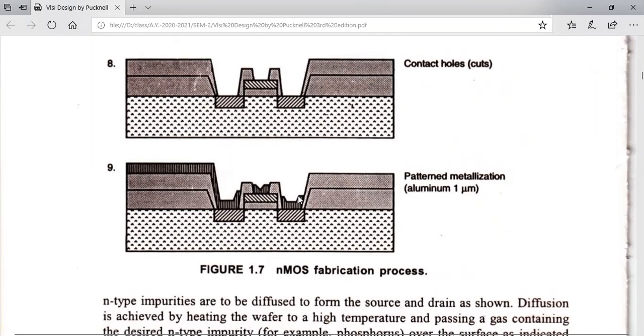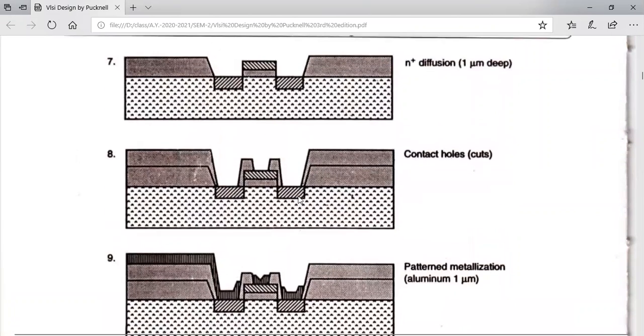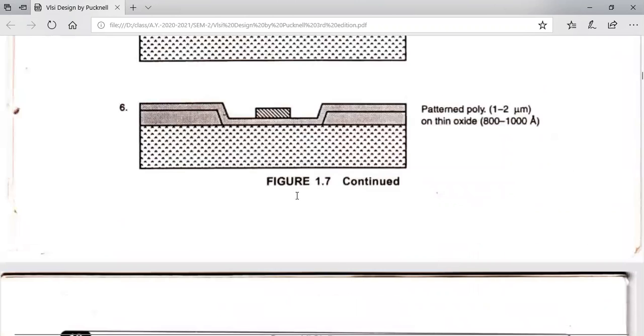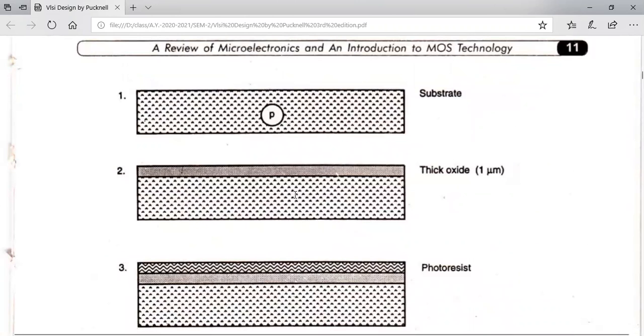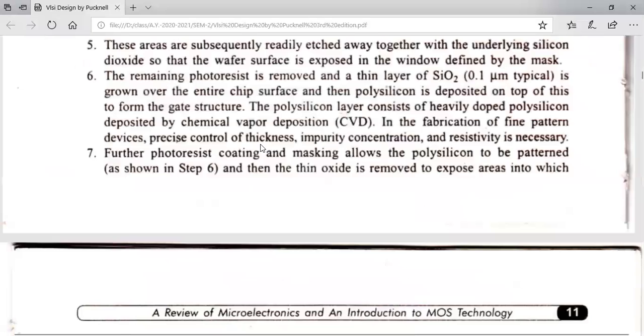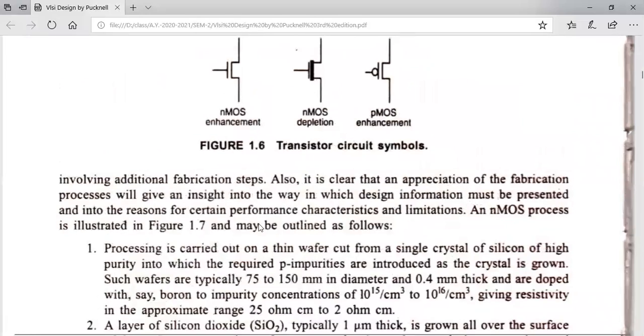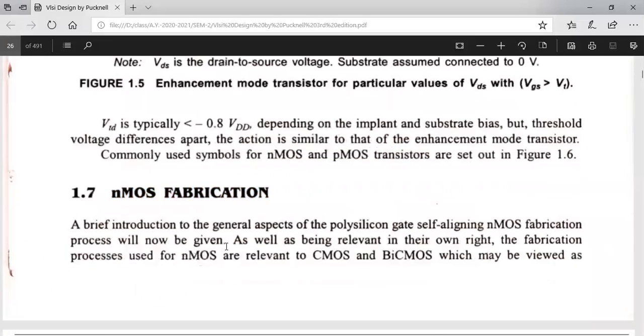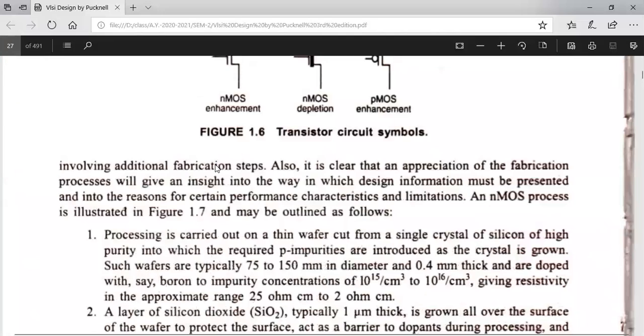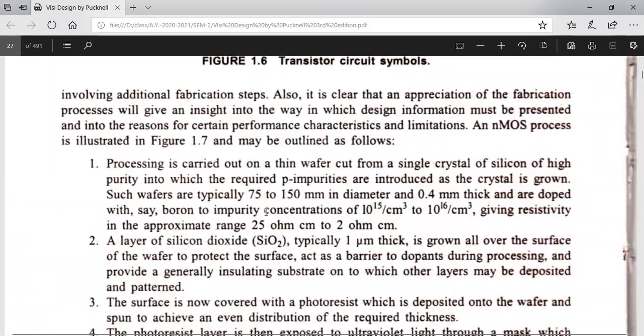I will repeat the total thing once again. Listen carefully. In the textbook we don't find the PMOS fabrication process, but in the exams we may find that question, the PMOS fabrication process also. This is the NMOS fabrication process, and the steps are given here in detail, step by step.